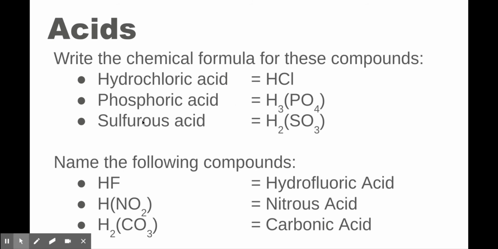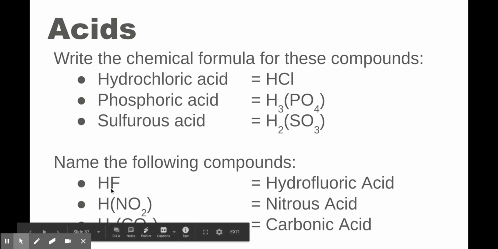Sulfurous acid. Well, it ends in OUS, or us, and that means that the original polyatomic ion must have ended in ite, because Sprite is delicious. So it's sulfite. Sulfite is SO3, and SO3 has a 2 minus charge, so it's going to take 2 hydrogens, and that's why it's H2SO3.